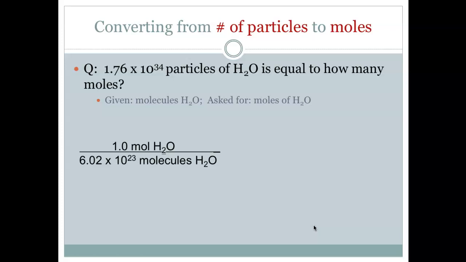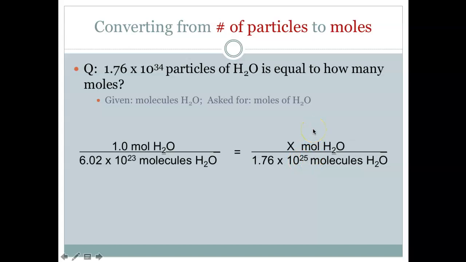1.0 moles of water is 6.02 times 10 to the 23rd molecules of water, because 1 mole of anything is 6.02 times 10 to the 23rd of anything. We'll set this equal to the information from the problem, X moles over 1.76 times 10 to the 25th molecules of water. So again, as a sentence, this reads, if 1 mole of water equals 6.02 times 10 to the 23rd molecules of water, then X moles of water equals 1.76 times 10 to the 25th molecules of water.